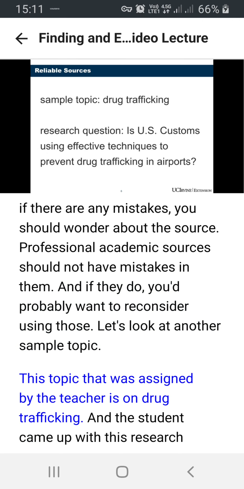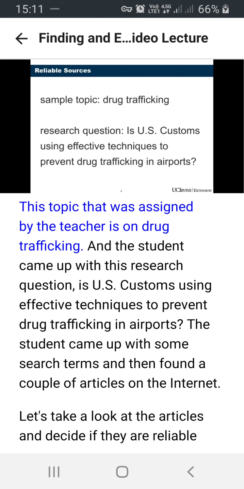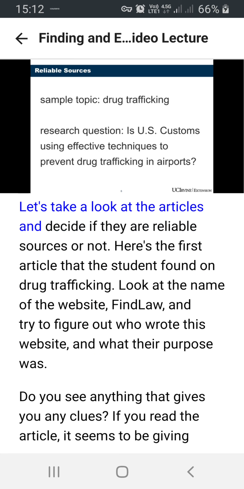This topic that was assigned by the teacher is on drug trafficking. And the student came up with this research question: Is U.S. Customs using effective techniques to prevent drug trafficking in airports? The student came up with some search terms and then found a couple of articles on the internet. Let's take a look at the articles and decide if they are reliable sources or not.